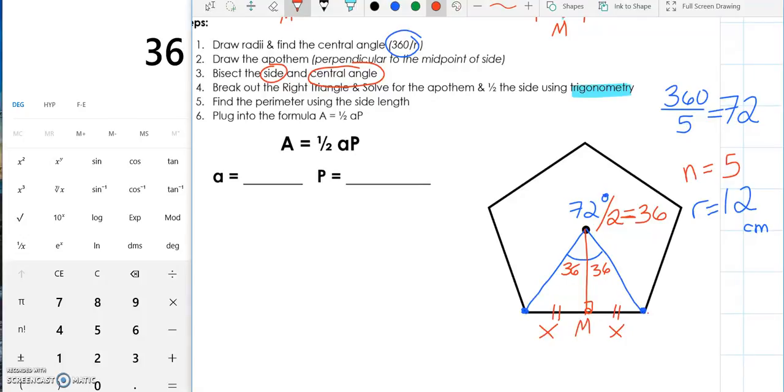Now, it says for step 4, break out the right triangle. So we have two little right triangles formed, doesn't matter which one I break out, and then solve for the apothem and 1/2 of the side using trigonometry. So I need to solve for the apothem. I'm going to color code that pink. So that's this length right here. And I need to solve for 1/2 of a side. Now that 1/2 of a side is that little piece of your right triangle. All right, so let's go ahead and break out that right triangle.